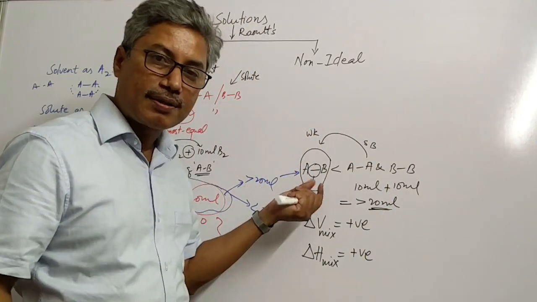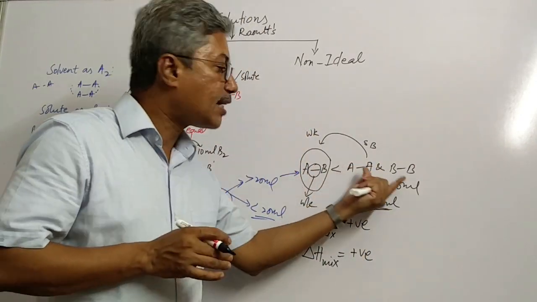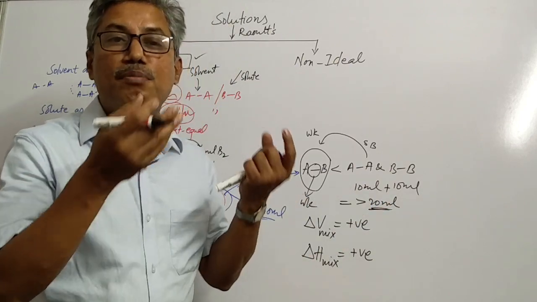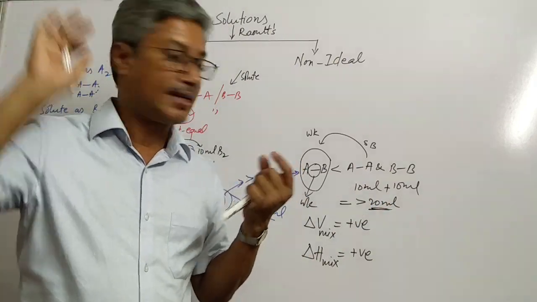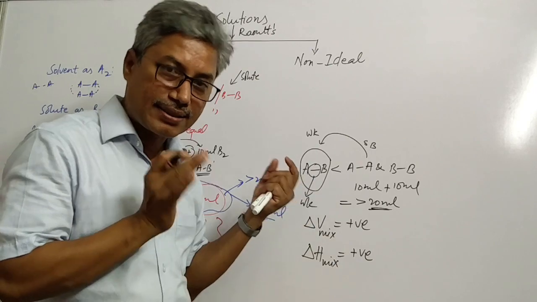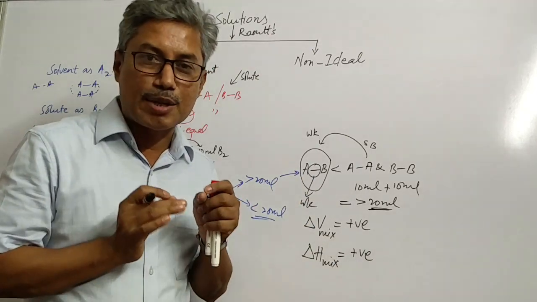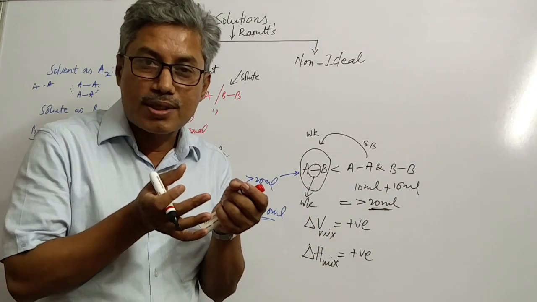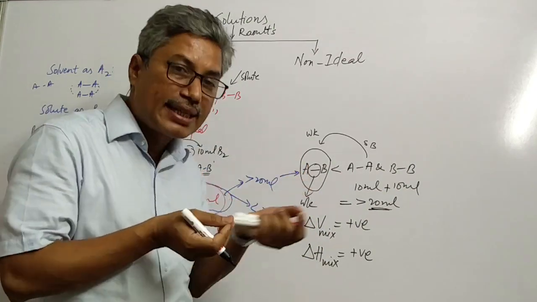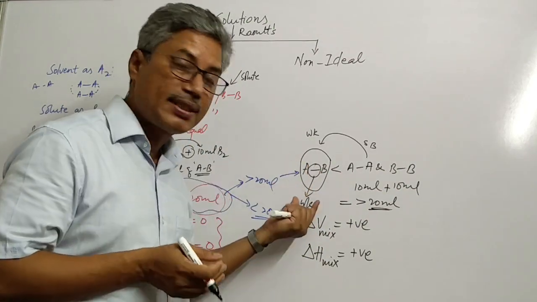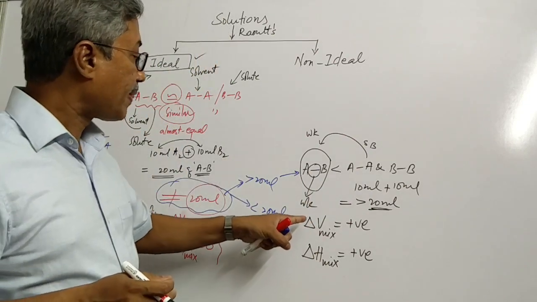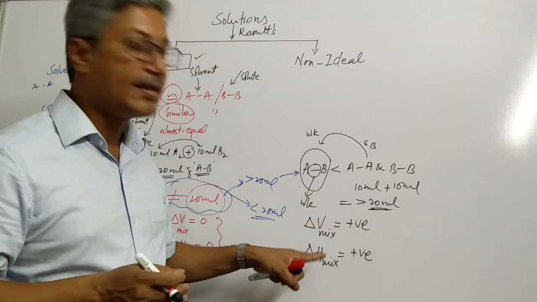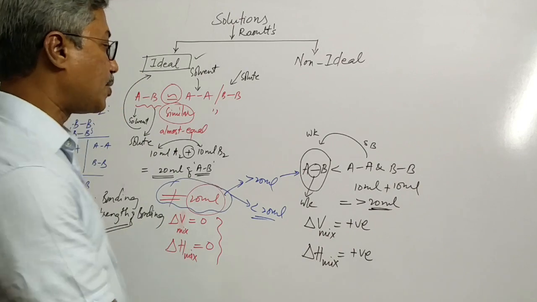This is a weaker bond, that means its energy is less. These are stronger bonds, that means their energy is more. They have released more energy. This has released less energy. Is that clear, students? Bonding is always exothermic, and these have released more energy. That means their bond strength is very strong. And this is releasing less energy. That means its bond strength is weak. That means delta V mixing is positive and delta H mixing is also positive.